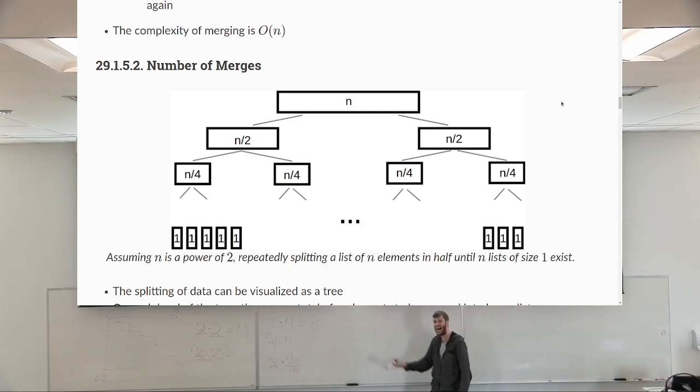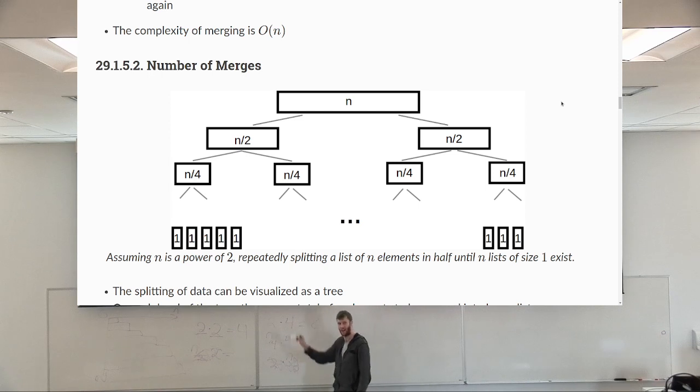What is the height of this tree? Log 2 of n, absolutely. Everyone knew that, right? Why? Because we had n things, and we divided by 2, divided by 2, divided by 2, until we run out in log base 2.